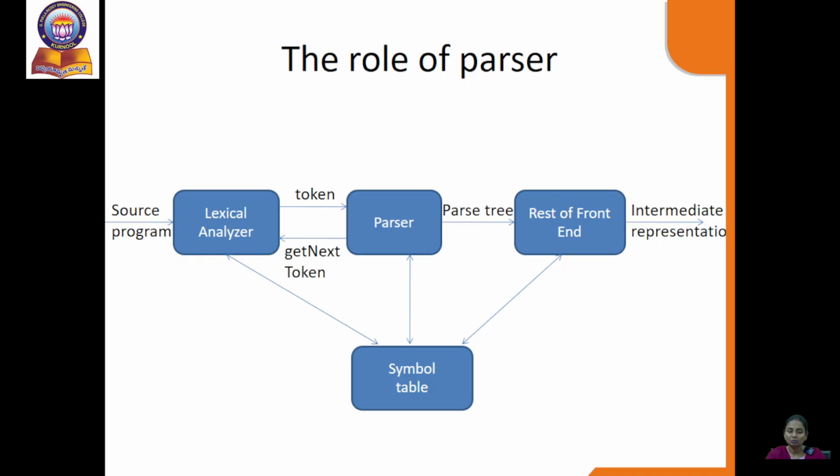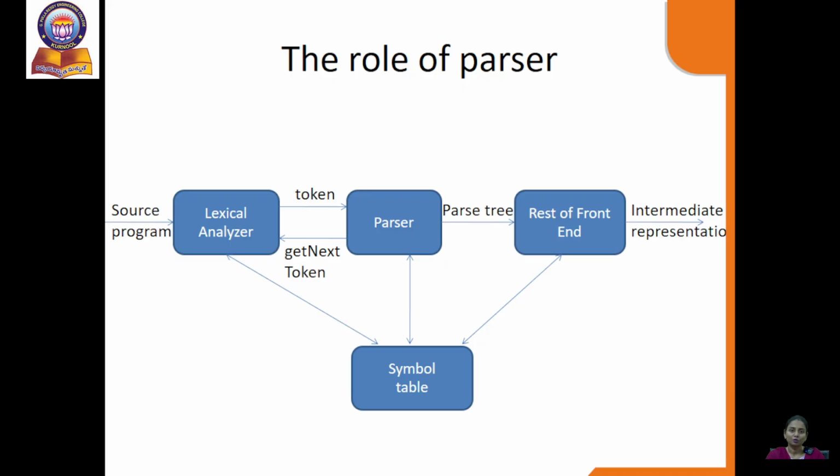Among these six phases, it has been divided into the front end and the back end. The first 4 phases, from lexical analysis to intermediate code generation, are considered the front end, which is machine independent, and the last 2 phases, the code optimization and the code generator, come under the back end, which is machine dependent.